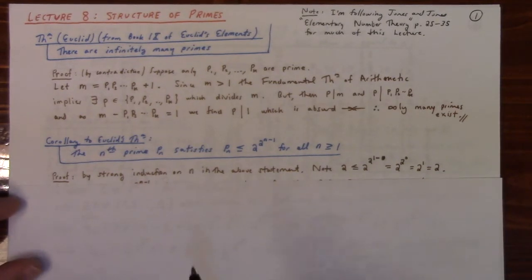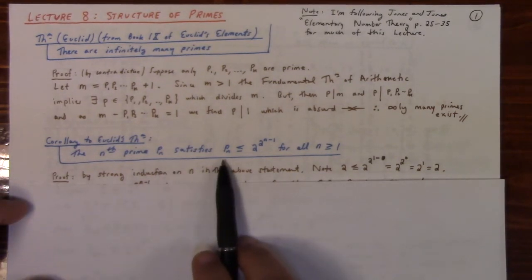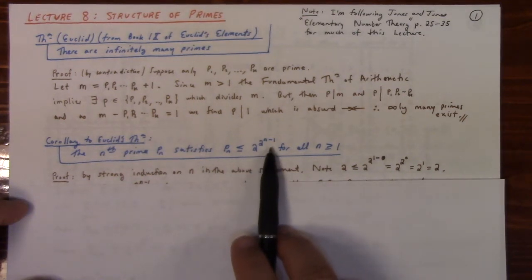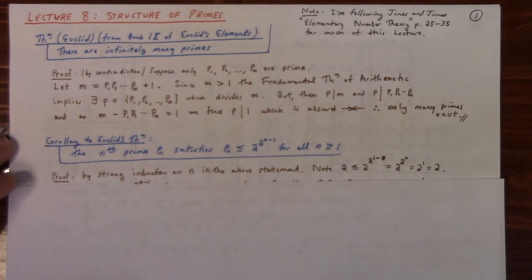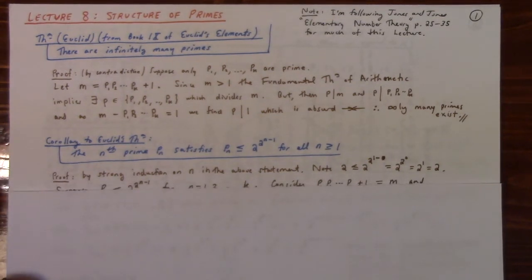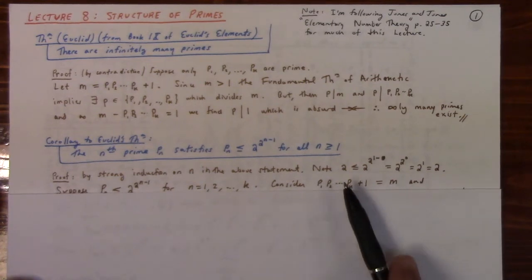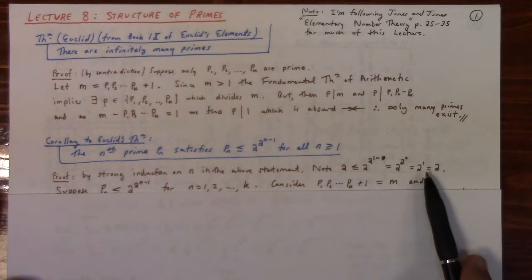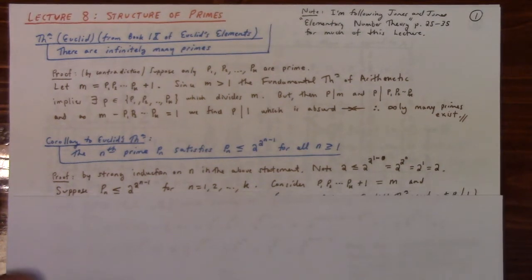Here we go. The nth prime, P sub n, satisfies P_n is less than or equal to 2 to the 2 to the n minus 1, for all n greater than or equal to 1. The proof is by strong induction. First of all, it works for n equals 1 because you get 2 is less than or equal to 2, which is true.